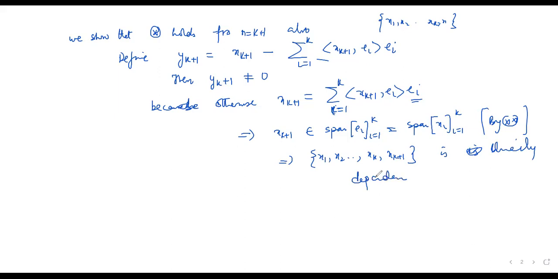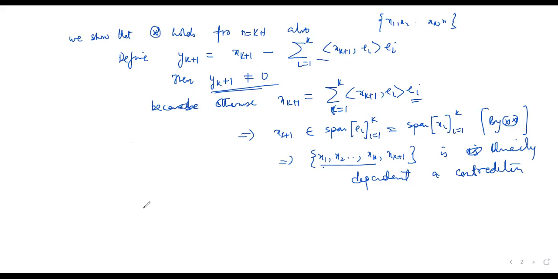It is linearly dependent because you can write xk+1 as a linear combination of the others, that is, it belongs to the span of those vectors. That's what we mean. But this sequence is given to be linearly independent, a contradiction. यानी yk+1 zero नहीं हो सकता, ये non-zero vector है. Okay.